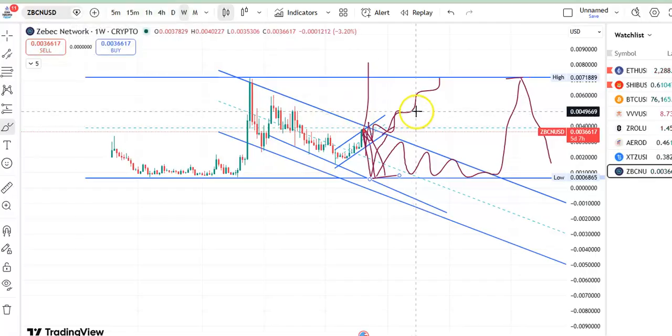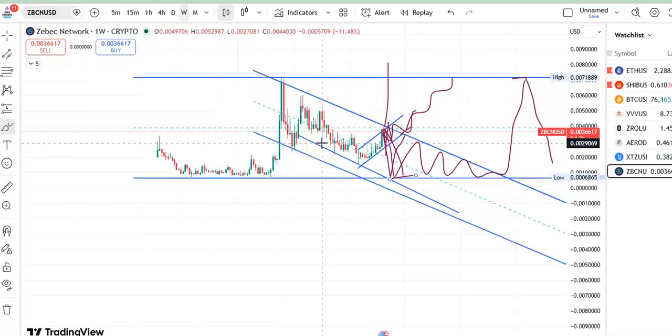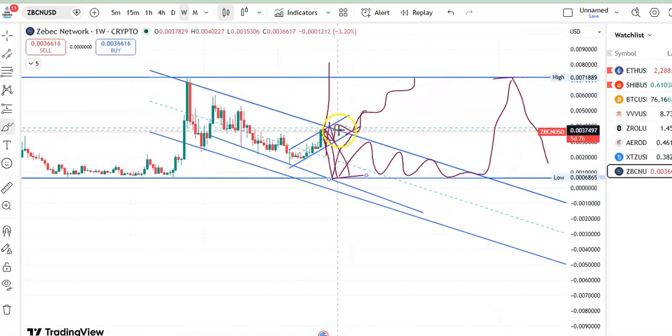Now I'll go to the chart, and always have a stop loss to prevent any major losses. Suppose the breakout happens from here and you have an open position here, you should have a stop loss here. After the breakout, if you have an open position and the candle goes up, you make a profit. If it reverses, you can exit with the help of the stop loss. So always have a stop loss to prevent any major losses. That is very, very important.